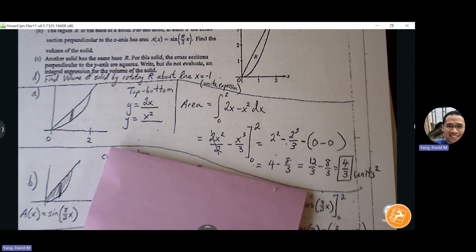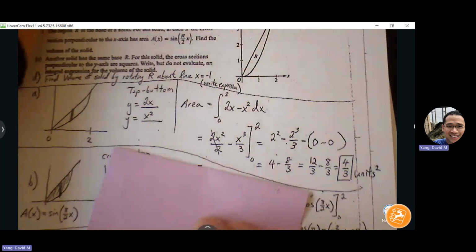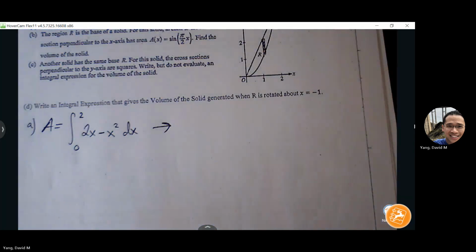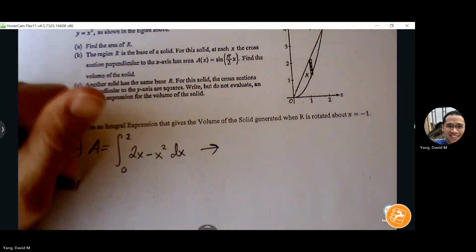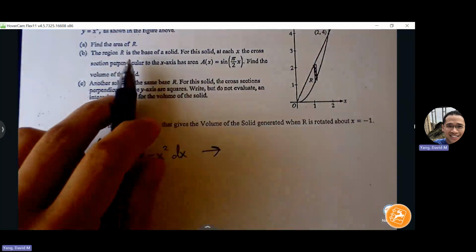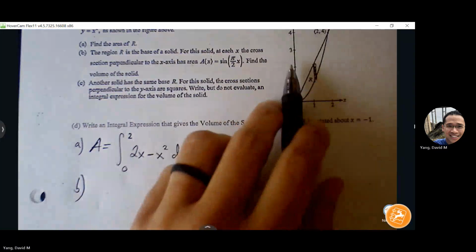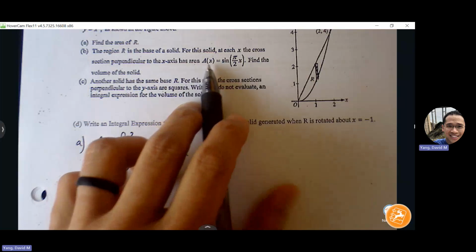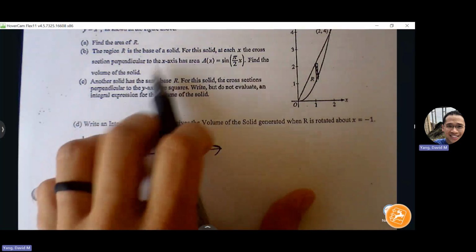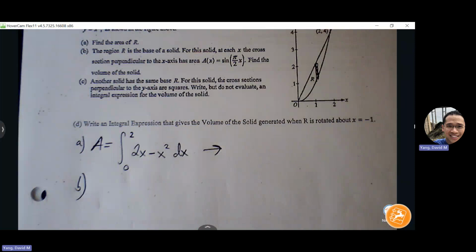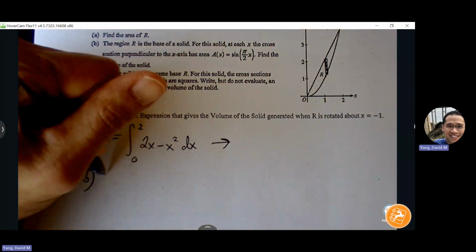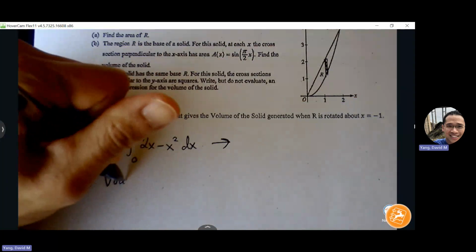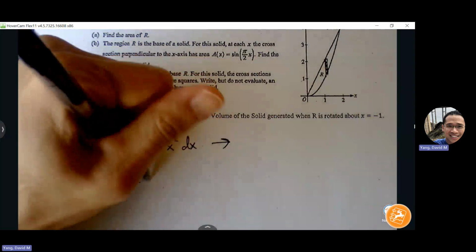Okay. Any questions with part A? Okay, part B. The region R is the base of a solid. The cross section perpendicular to the x-axis has area. Find the volume of the solid. So we know this is a cross section problem, and let me just remind us, volume of cross section.